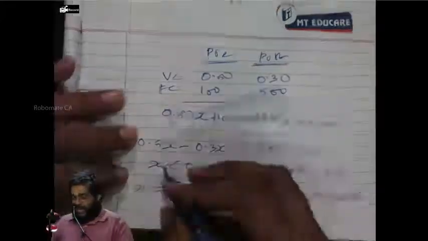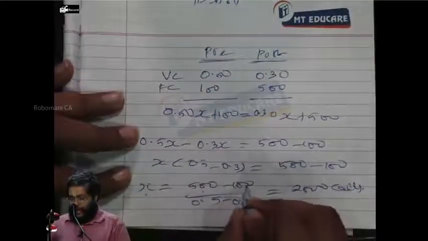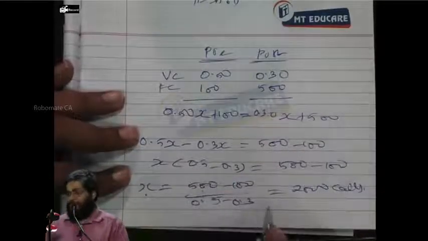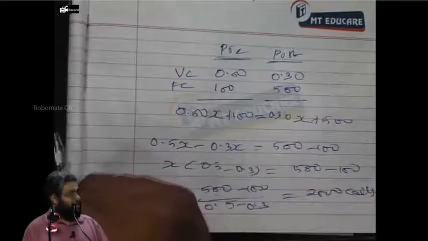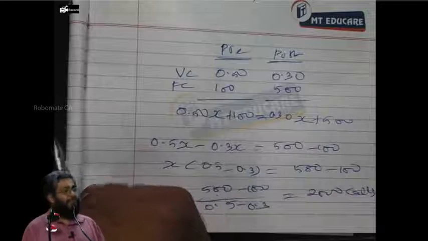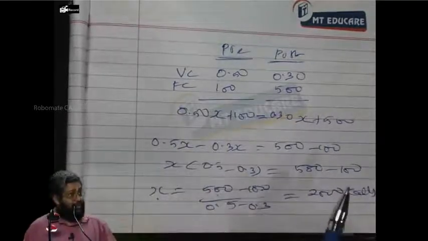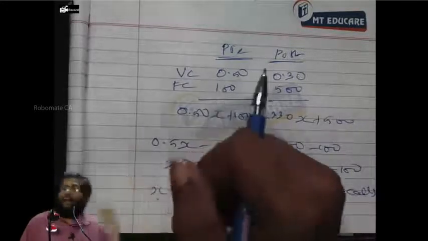Now, very simple. X is called as what? Indifference point. 500 minus 100 is the difference in fixed cost. 0.5 minus 0.3 is what? Difference in variable cost per unit. So we can say the formula for indifference point is equal to what? Difference in fixed cost divided by what? Difference in variable cost per unit can be called as an indifference point. Lesson number 1. Are you following or not?